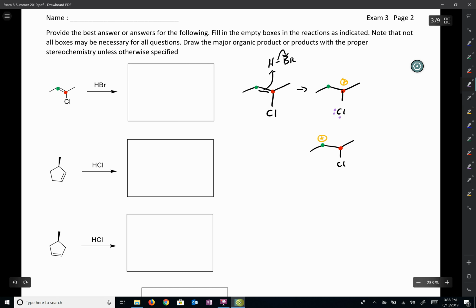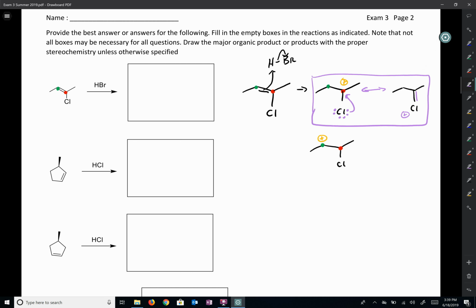But over here, we can do a resonance structure, stabilizing that positive charge. And what do we know about stabilizing positive charges? If it can, it will. That's the name of the game, stabilizing your positive charges. Here, nothing to stabilize it. Secondary carbocations, not great. They can form, but not the best.